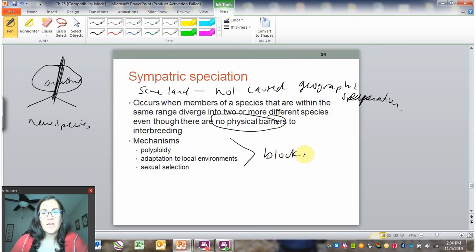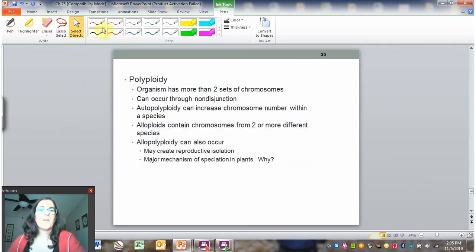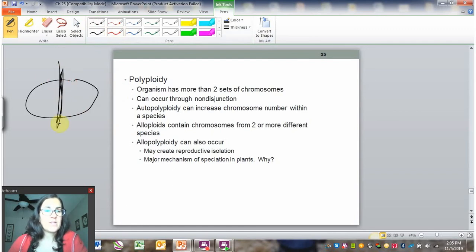So it's still a block in gene flow, but it's not a geographic block. Instead, it's going to be differences in the genetics or adaptations to local environments or sexual selection that are going to block the gene flow even though organisms are living in the same area. So the first way that we can get populations splitting, right, so getting a block in gene flow even though they are living in the same area, is polyploidy.